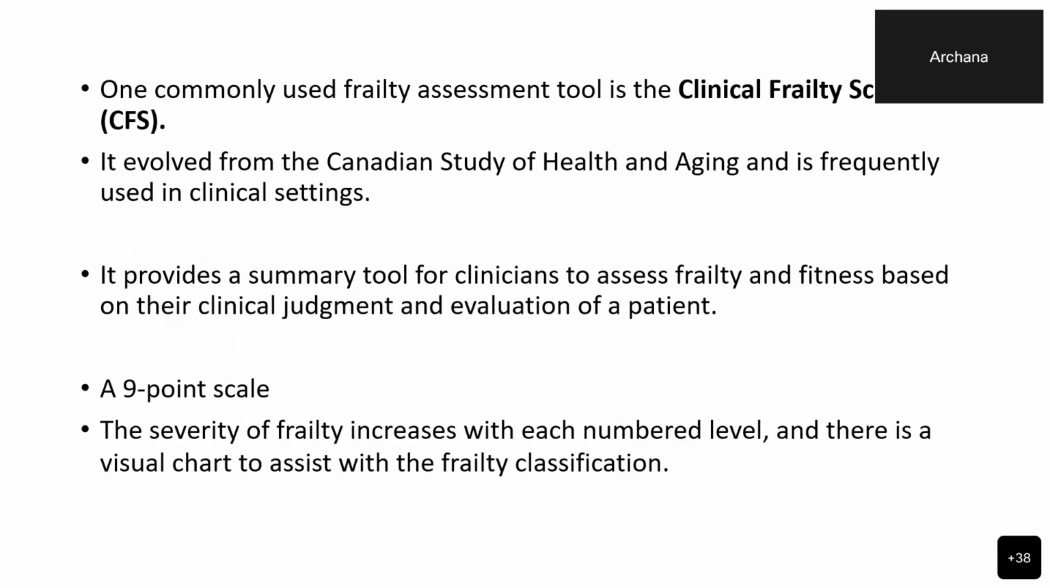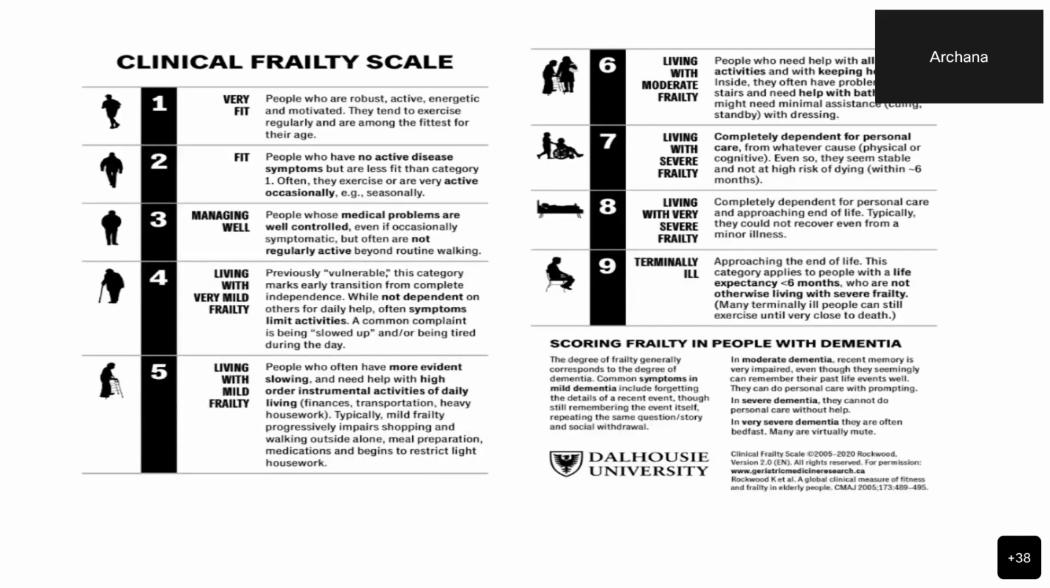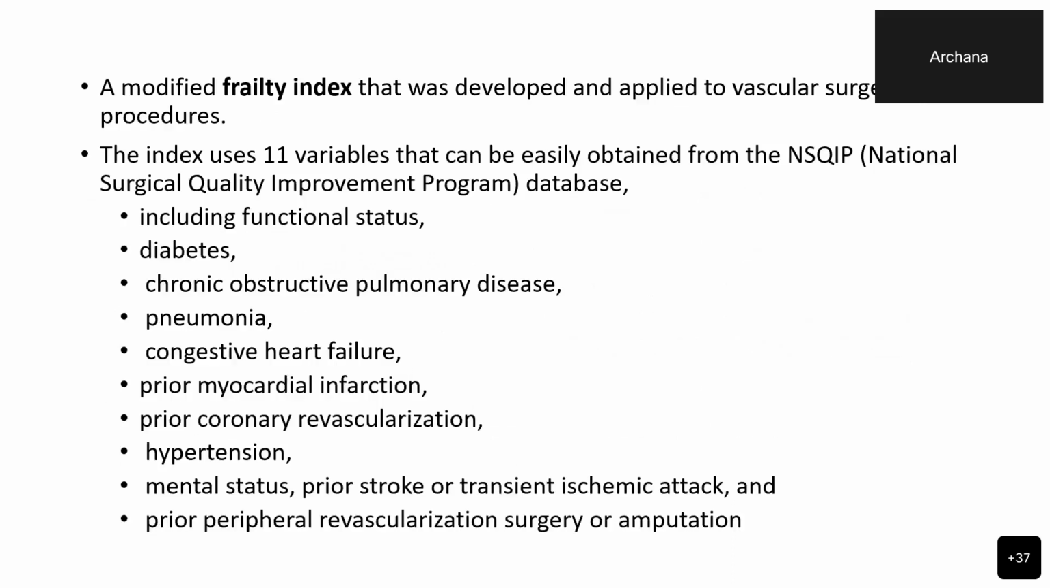So different tools are there. One is the clinical frailty scale, CFS, evolved from the Canadian Study of Health and Aging. It provides a summary tool for clinicians to assess frailty and fitness. It is a 9-point scale, and severity increases with the increase in the points. So this is a clinical frailty scale with a visual chart also. 1 to 9 is there. 1 is very fit, 9 is terminally ill. Based on this, you can score the patients and assess the frailty. Higher frailty score, higher the chance of postoperative complications.